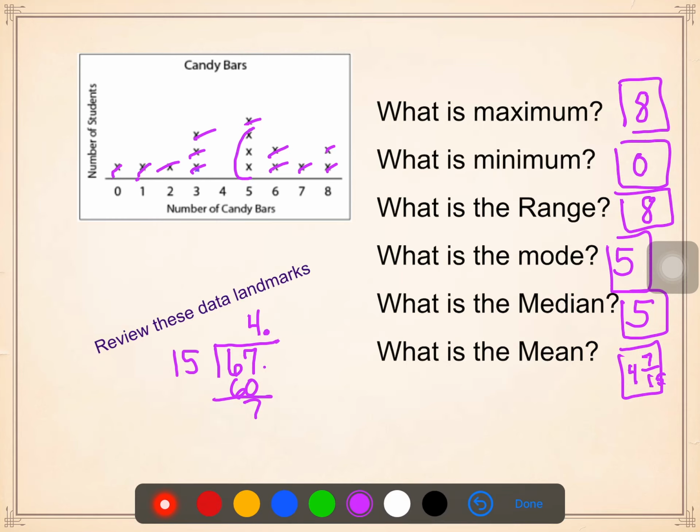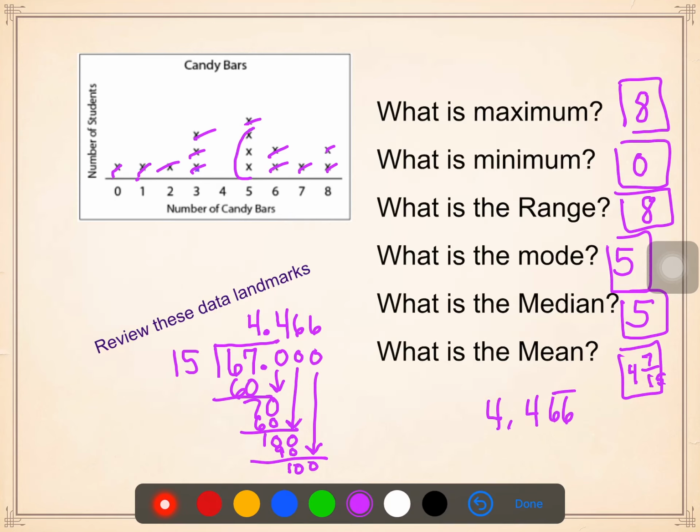If you were to continue it by annexing zeros, add a decimal, annex a 0, you're going to find it's going to end up being a repeating answer here. I'm going to annex another 0. I get 100, which is going to be 6. And you see what happens here, that it's going to be a repeating 100. So it's going to be a repeating 4.6 here. This would be 4.46, repeating. Okay. All right.